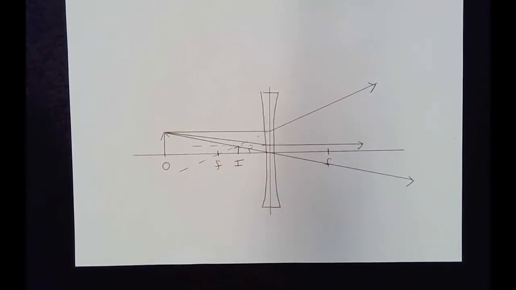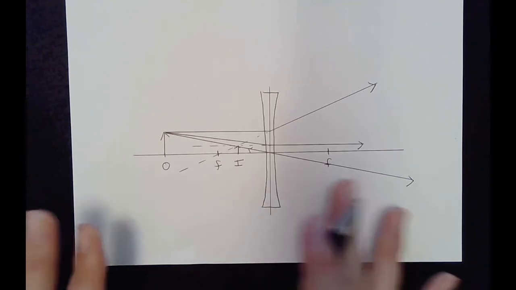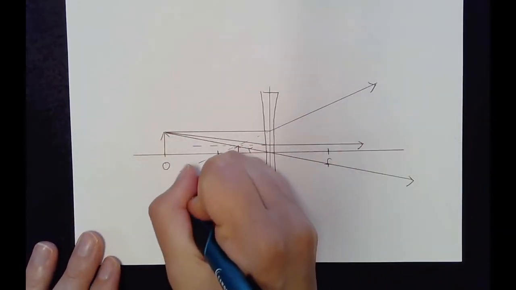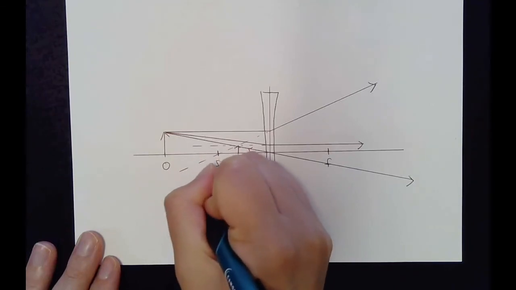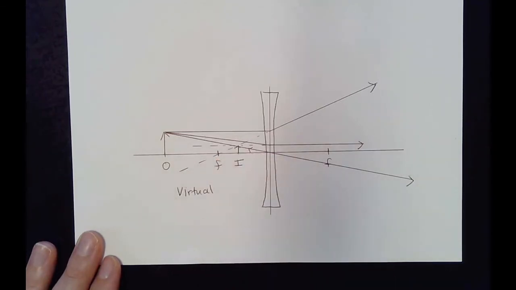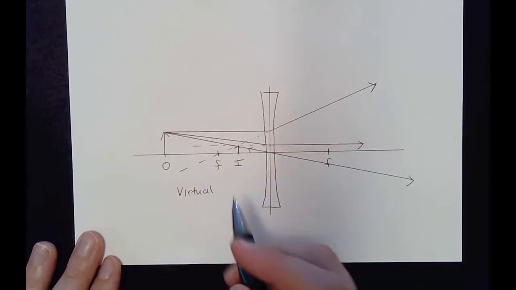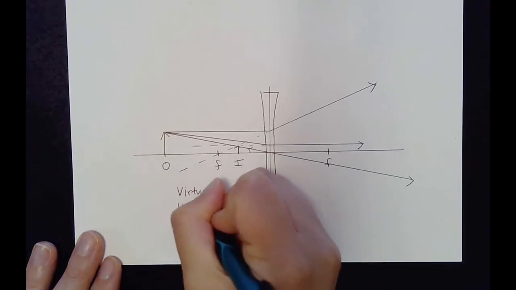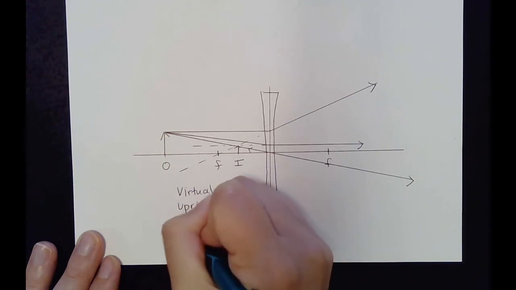So the image formed by a diverging lens will always look like this. Essentially, the ray diagram is always the same, and we get an image that is virtual on the same side of the lens as the object, and then it's going to be upright and reduced.